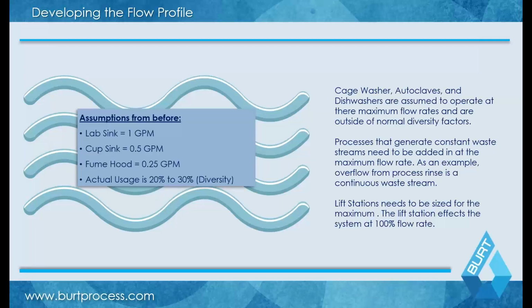So just some assumptions you can utilize if you're looking at a lab-based application: a lab sink is some 1 GPM, a cup sink a half, fume hoods a quarter, and then actual usage is going to be 20 to 30% diversity in those cases.